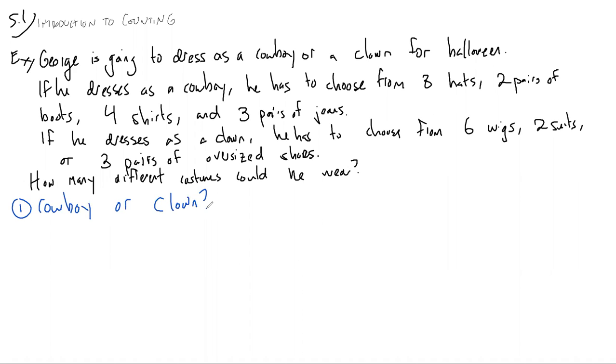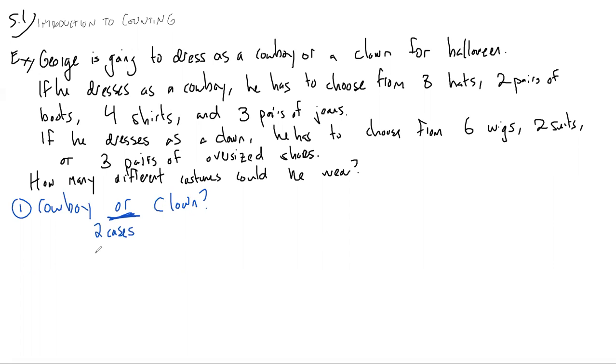And so I had said before that if you're using the rule of product, if you want to just do a string of multiplication to figure out these numbers, then none of those numbers can depend on the numbers before. But if he chooses clown, it's a whole different combo of numbers than if he chooses cowboy. So we do have to break this up with that or. So we're going to split it into 2 cases.